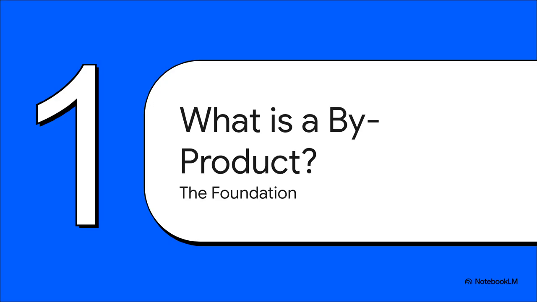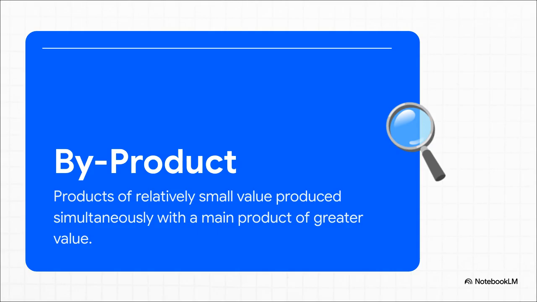All right, first section. We got to start with the foundation. You can't really get the accounting if you don't get what the thing is. So here's the textbook definition, but let's break it down. The key thing to remember is that you've got one big production process. You're making your main product. That's the star of the show. But along the way, something else gets created. And if that something else has a pretty small sales value compared to your main product, boom, that's a byproduct.